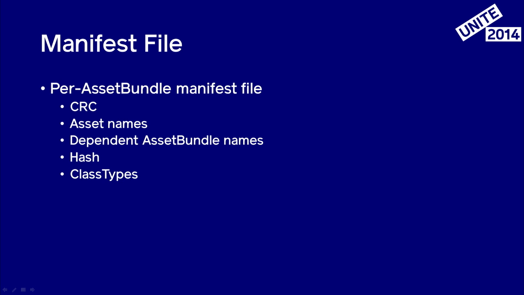So manifest file. We have 2 kinds of manifest file. The first one is the per AssetBundle manifest file. It contains the CRC, the asset names, the dependency AssetBundle names, also the hash and the class types. Actually, we base the incremental build on this manifest file, because we need to read the hashes and the class types from it to generate the hash. And this kind of manifest file is only used in the editor, not at runtime. So when you are publishing or deploying your game, you don't have to include them. Just skip it.